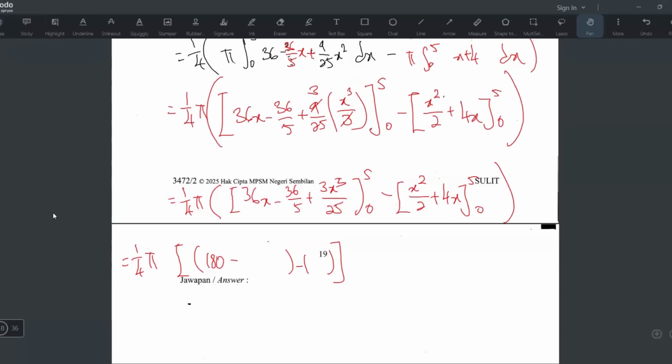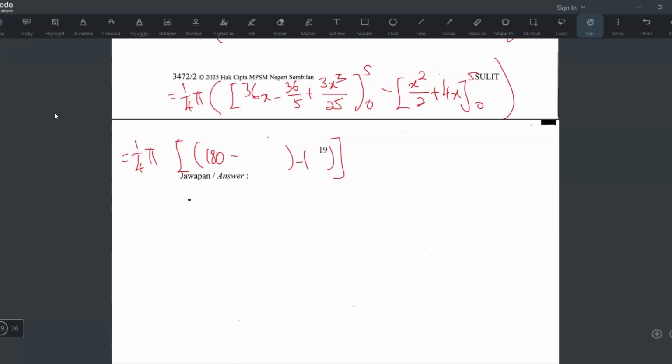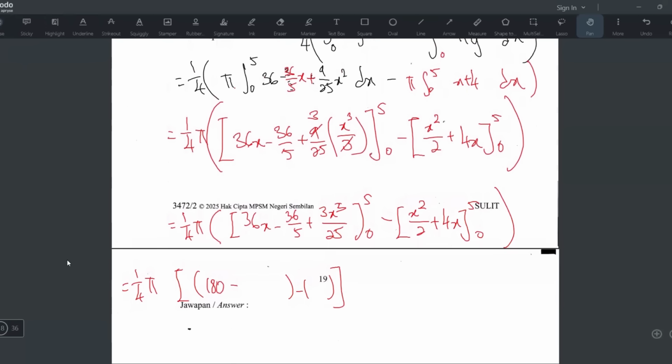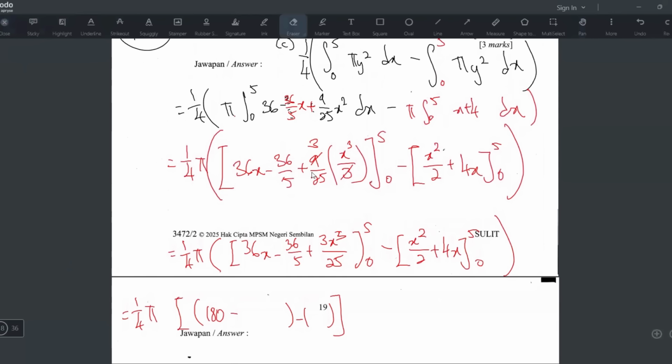Wait, okay, okay, why so weird one? Hey, wait. Integrate 36 over 5x. Oh my god. Sorry, guys. This one should be 36 over 5. When you integrate, power plus 1 mah. So it should be bracket x power 2 over 2 lah, like that. Yeah, I think I made a careless mistake.